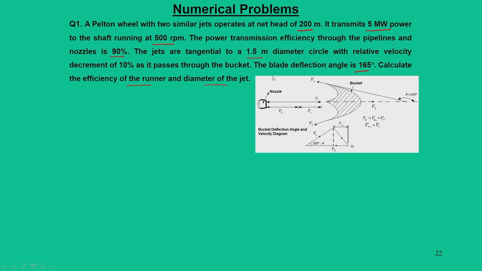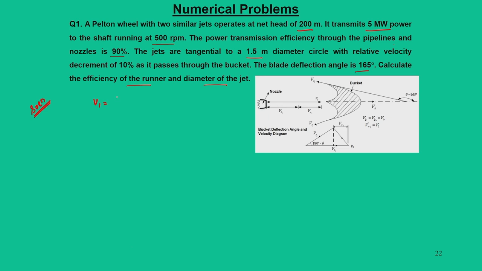To solve the problem, we have to refer to this particular velocity diagram, in which we can say that initially the water jet from the nozzle hits and splits into two parts, and the water is being deflected by an angle of 165 degrees. So, to solve the problem, first we have to recall what this V1 is, which is the absolute velocity of the water jet.